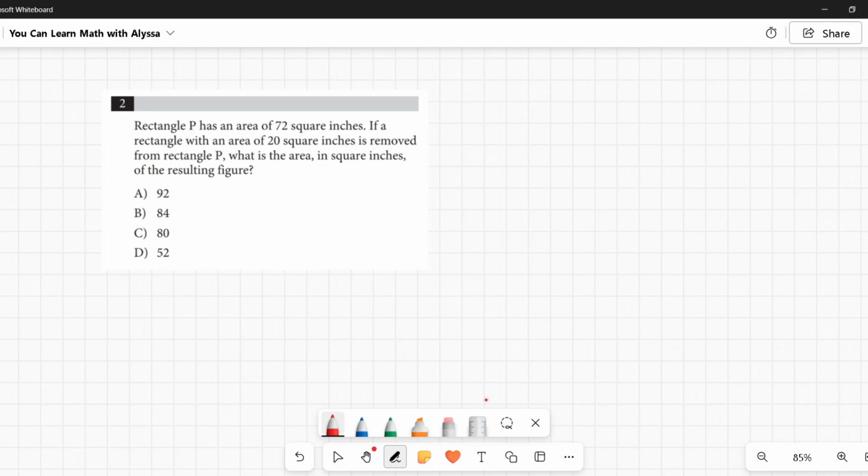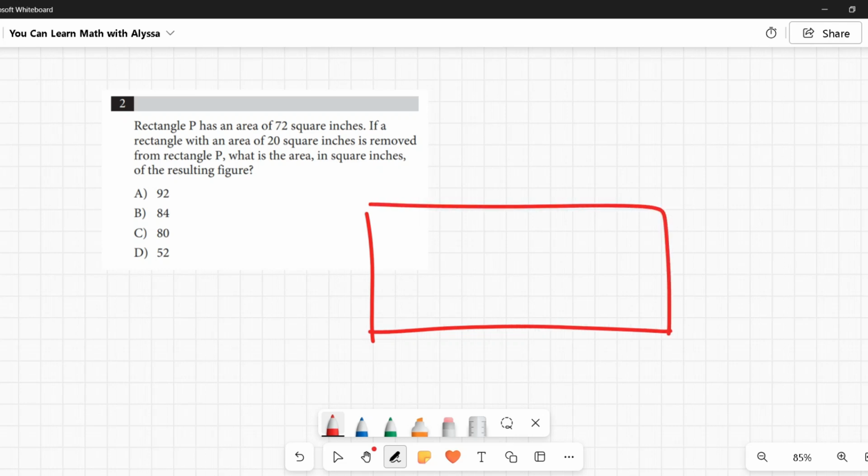Number 2, rectangle P has an area of 72 square inches. If a rectangle with an area of 20 square inches is removed from rectangle P, what is the area in square inches of the resulting figure? We do not have to figure out what the lengths of the sides are for this rectangle. It doesn't matter. All I know is I have a rectangle and it has 72 square inches.